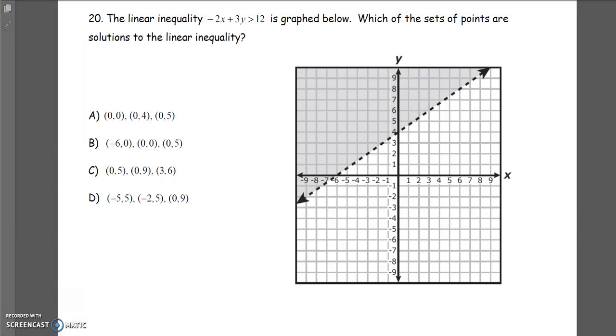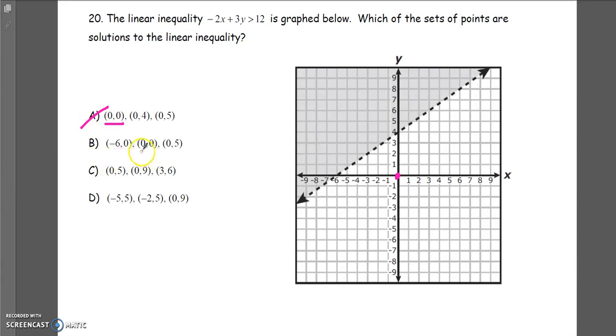Okay, on number 20 it says the linear inequality negative 2x plus 3y greater than 12 is graphed below. Which of the sets of points are solutions to the linear inequality? So it's not asking us to graph, it's already graphed for us. They're just asking which one of these sets of points would be in the solution. And we know that the solution area is going to be anything that's in the shaded area, okay? So 0, 0 is right here. So because this is in here, no, that's not it.